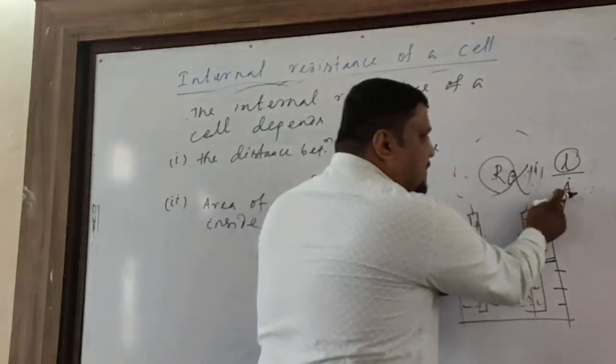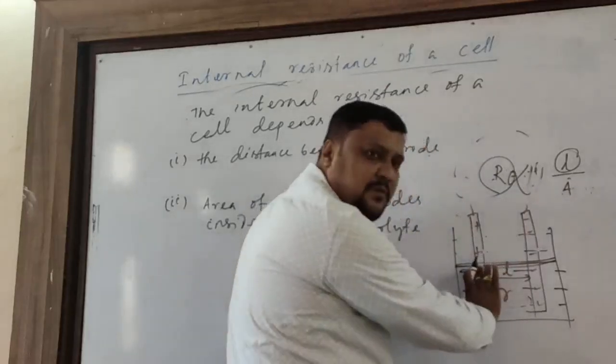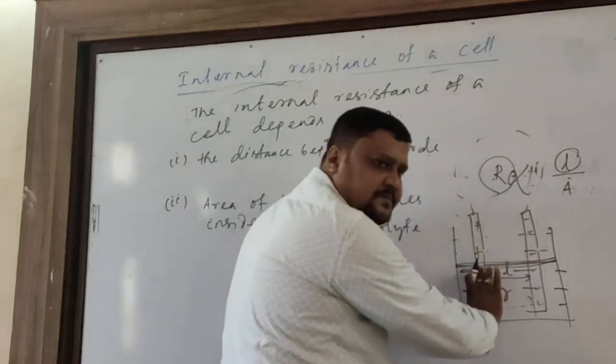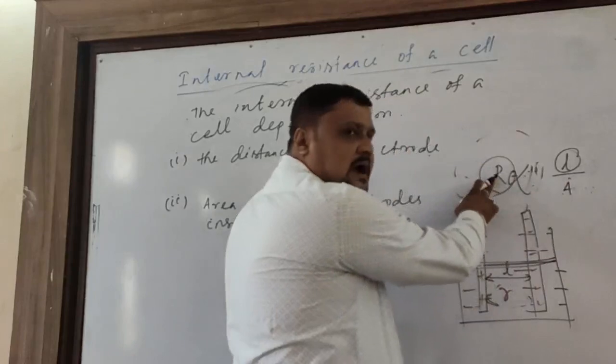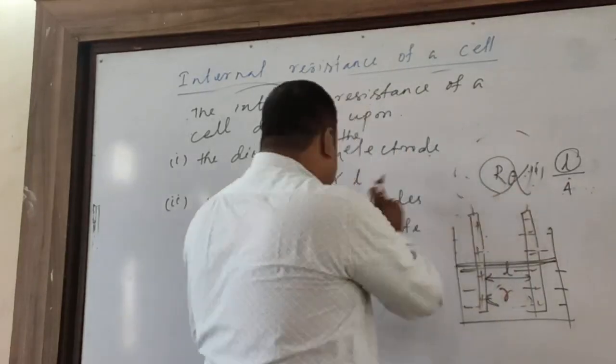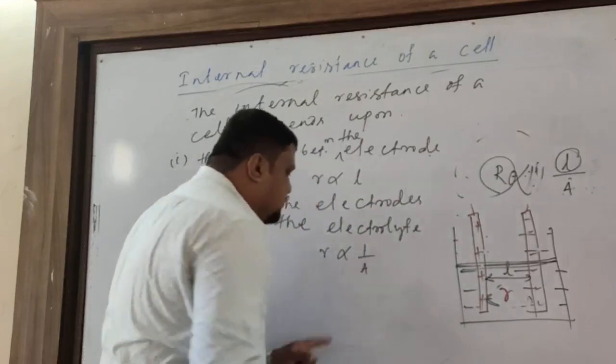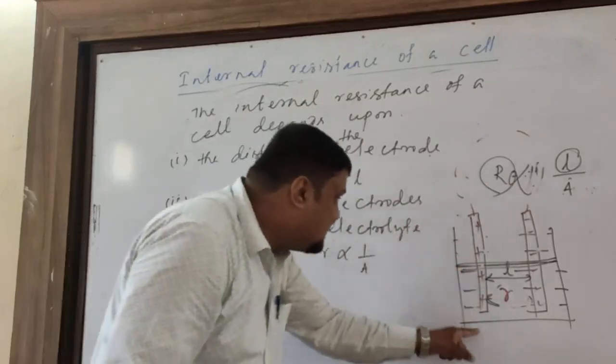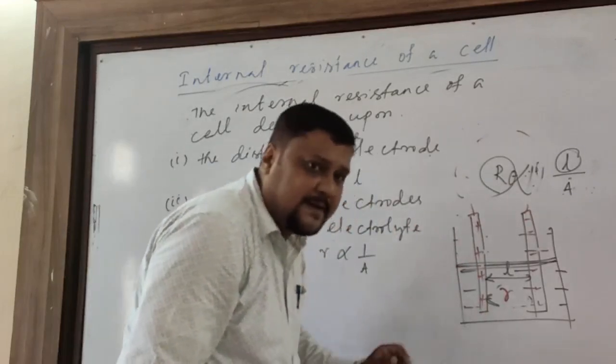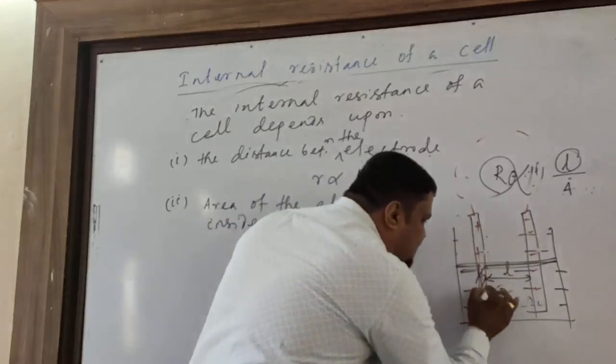If it is inversely proportional to A, so this is a small area inside this cell. So A is smaller, R is larger. So I can write here, inclination also. So this area is the length inside the electrode. So length means this is the area.